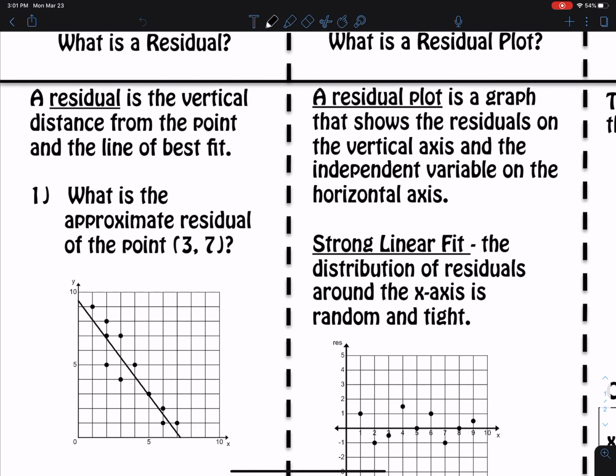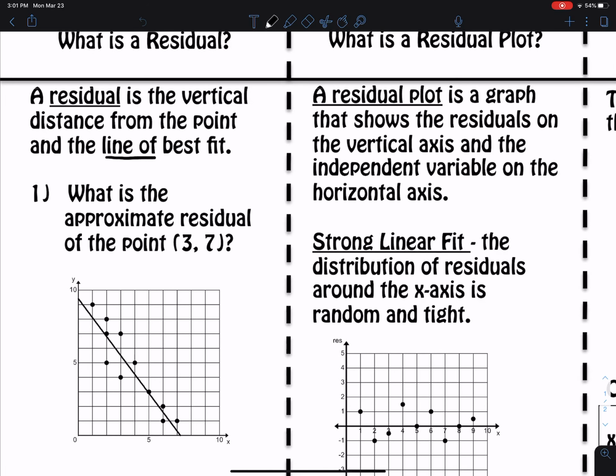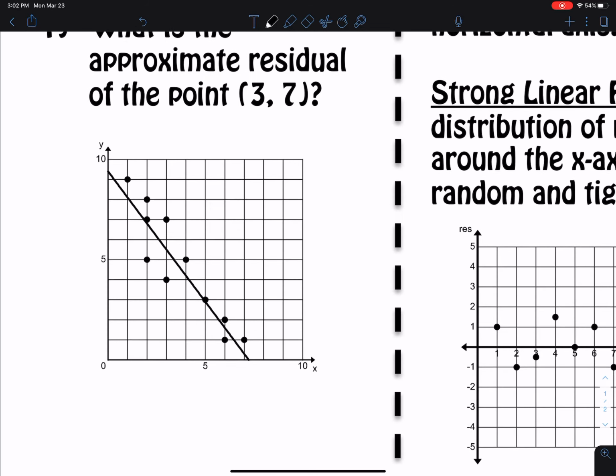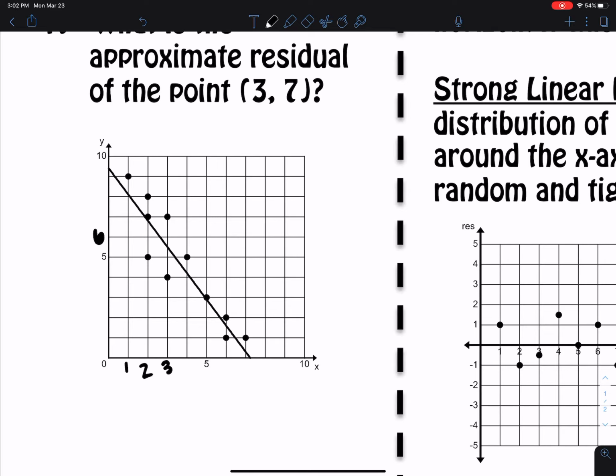and that's on this left side over here. So it says a residual is the vertical distance from the point to the line of best fit. So the line of best fit, that's just another name for our regression line. So regression line, line of best fit, those are the same thing. So on number 1, it says, what is the approximate residual for the point 3, 7? So if we look at this graph, we have 1, 2, 3, and 5, 6, 7. So we're looking at this point right here, and we're looking at how far away it is from that line, from our line of best fit. So on this one, the residual is about 1.5. It's about 1.5 units away. So we would say that the residual there is 1.5.